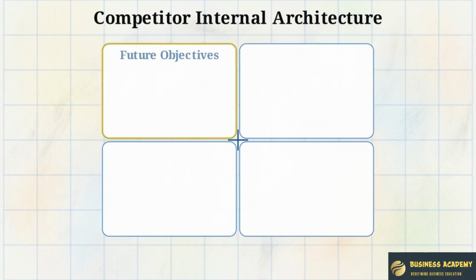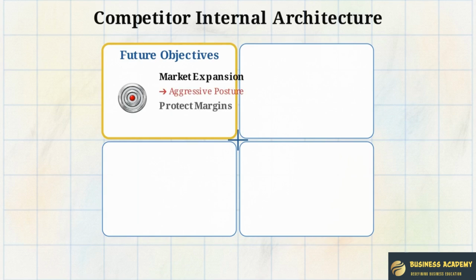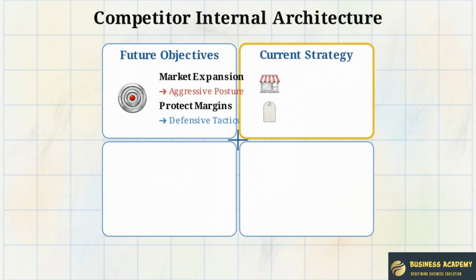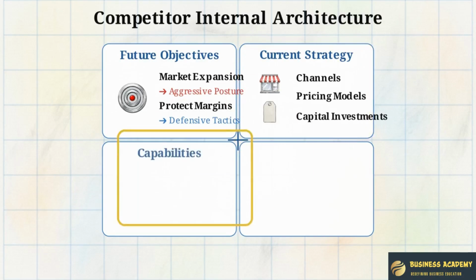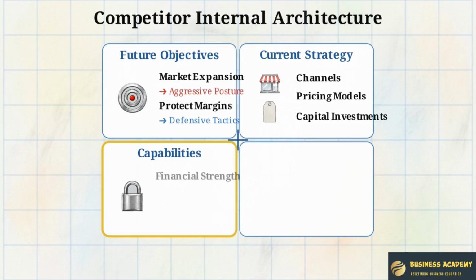First is future objectives. A rival prioritizing rapid market expansion exhibits an aggressive posture, while a firm protecting profit margins defaults to defensive tactics. Second is current strategy. This evaluates how the rival competes today, their channels, pricing, and capital investments. Third is capabilities. These are the firm's financial and technological constraints. A constrained rival lacks the resources to execute certain capital-intensive responses.